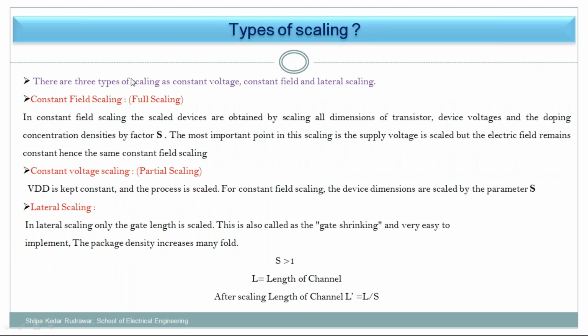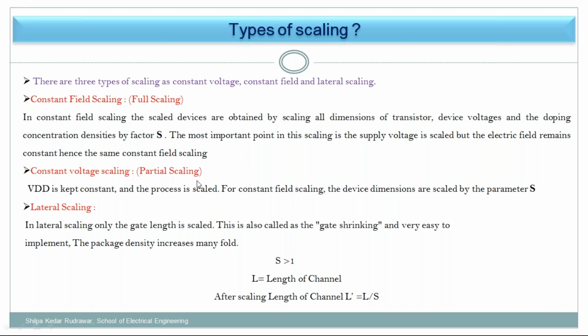Now this is the main important thing: there are three types of scaling. As I told you, constant field scaling is called full scaling. Why full scaling? Because in this all the parameters are scaled down. Parameters like oxide thickness, W, L, XJ, that is junction depth, or we can say voltages, whatever the voltage, V threshold, VGS, VDS, everything we are scaling down. That's why it is called full scaling.